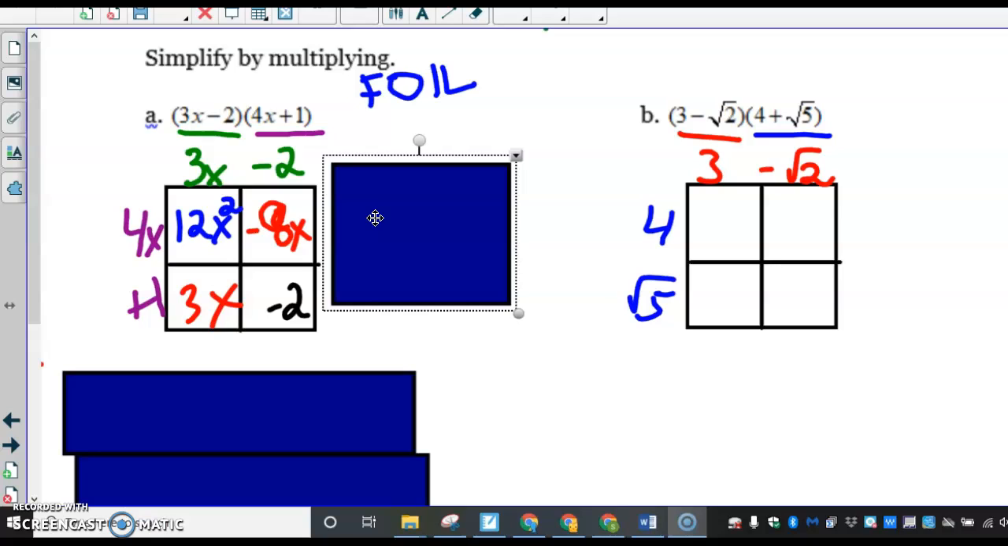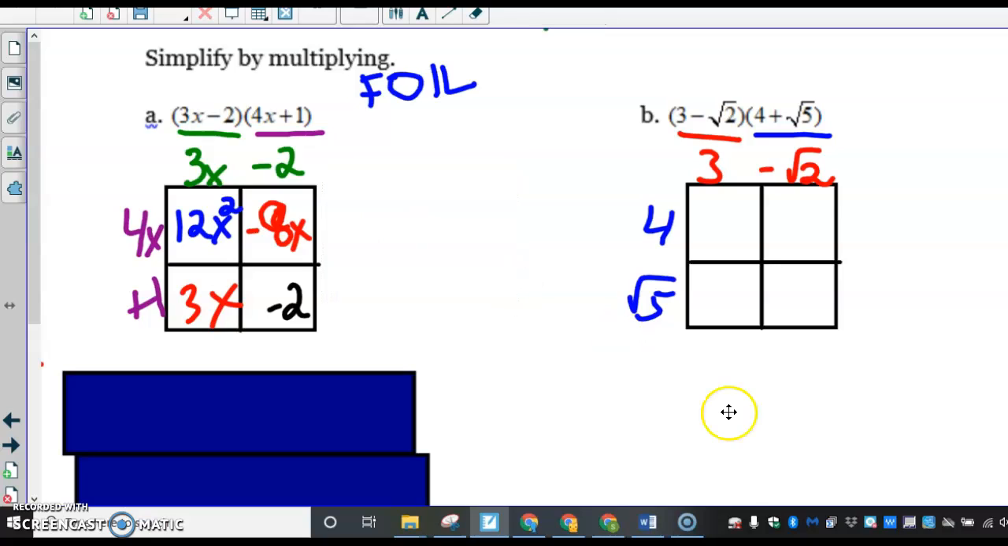Okay, so this first one, notice I'm multiplying 3x times 4x. This should look all very familiar. 12x squared, 4 times 3 is 12, x times x is x squared, 4 times negative 2 is negative 8, and then there's just an x. 3 times 1 is 3, and an x. Negative 2 times 1 is negative 2.